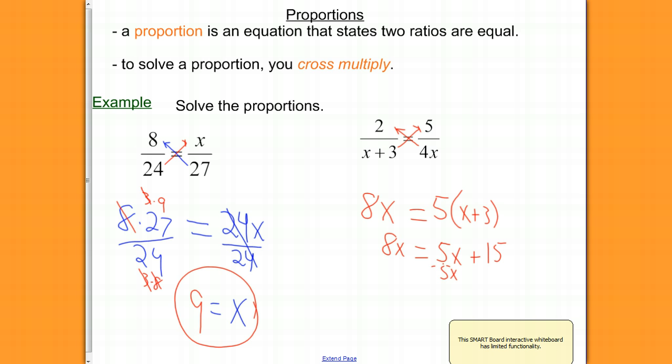So now to solve for x, we've got to move all the x's onto one side. I'm going to subtract 5x from both sides. That gives me 3x equal to 15. Divide by 3, x is 5. Okay, so that's solving for x.